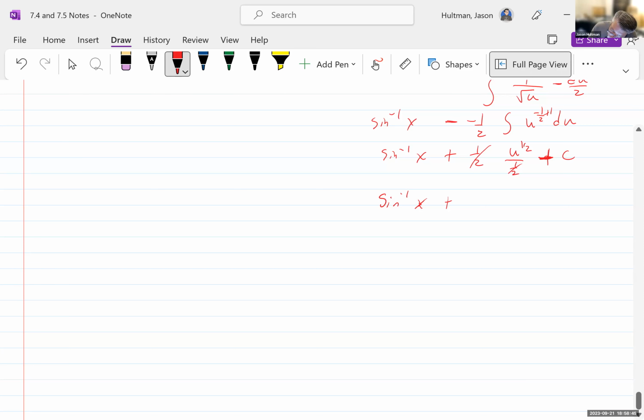U was 1 minus x squared to the 1/2 plus C, but we're not going to leave it like that. Inverse sine of x plus the square root of 1 minus x squared plus C. And what was that equal to? That was equal to the integral of the square root of 1 minus x over 1 plus x dx.